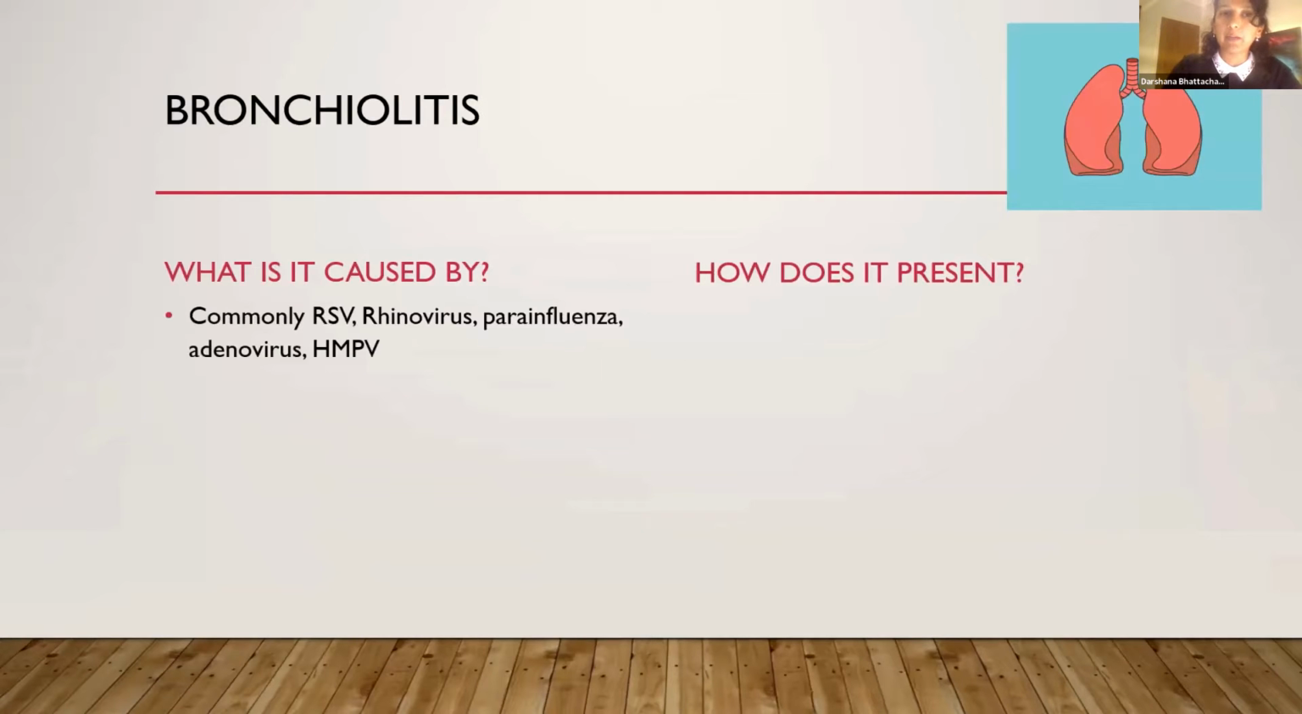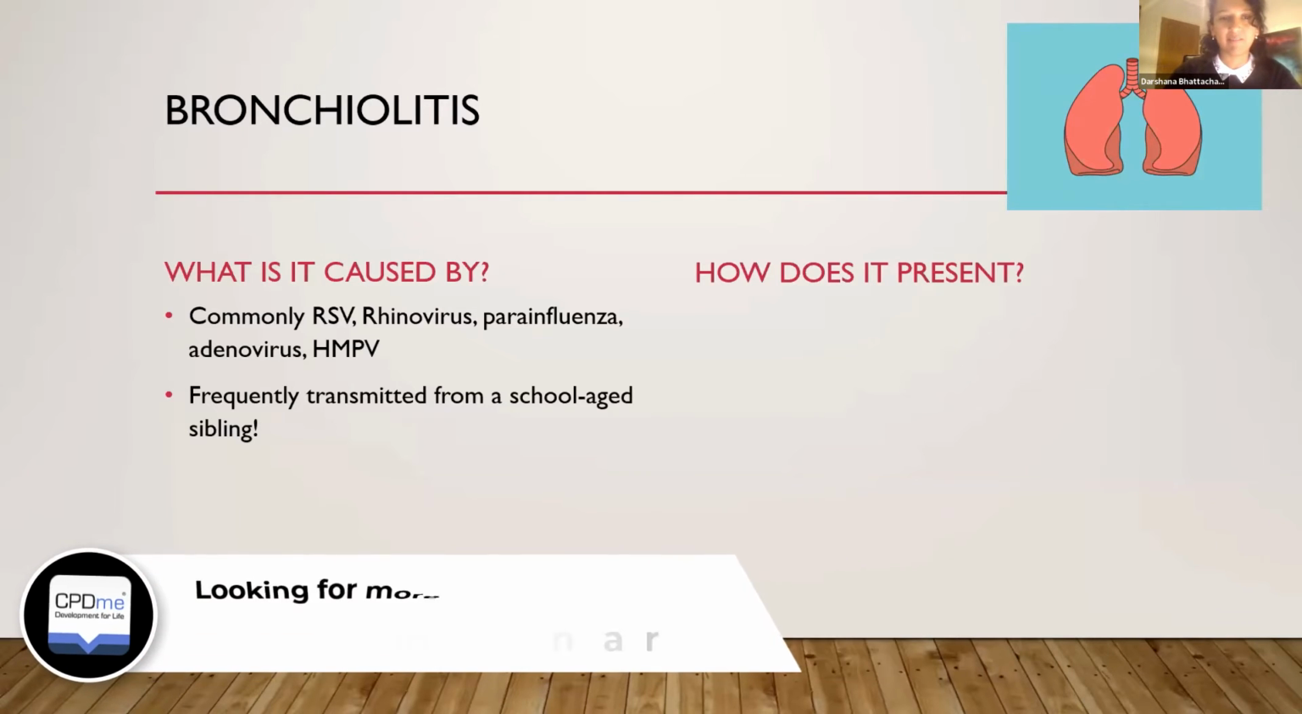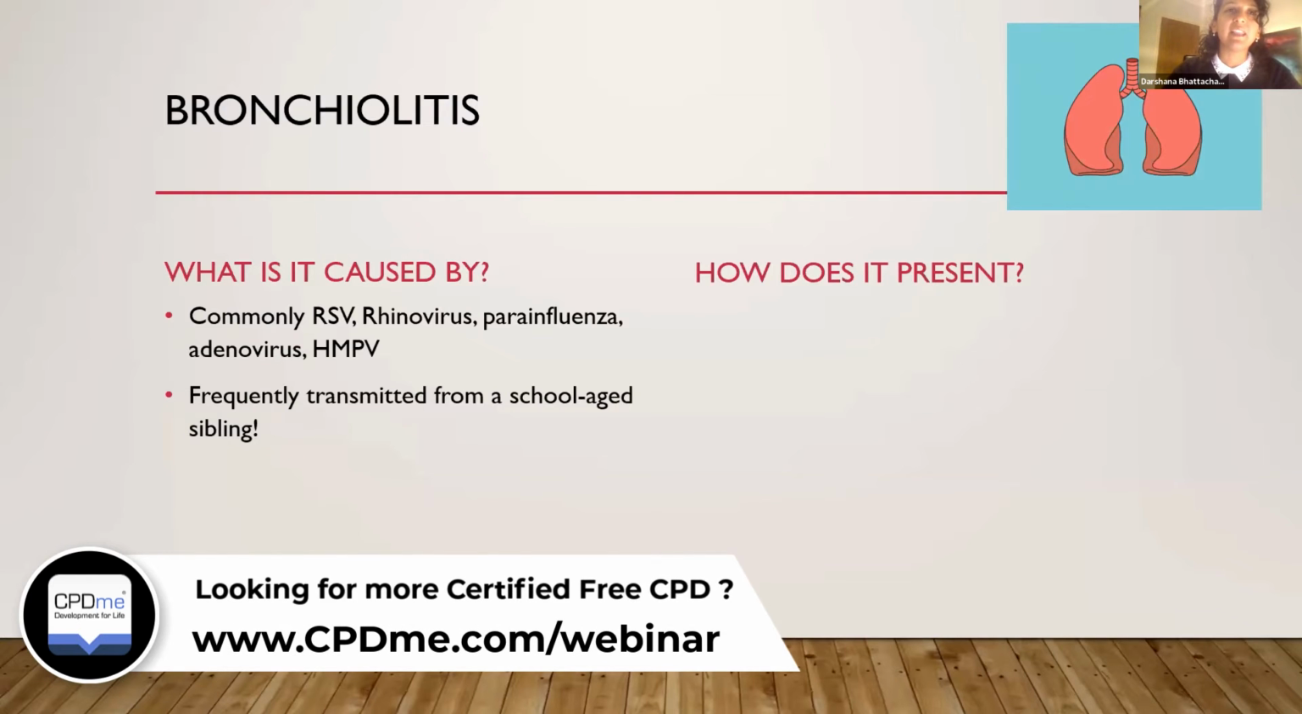Like croup and viral-induced wheeze, bronchiolitis is caused by your common cold viruses, and there can be some particularly nasty versions of it with viruses like adenovirus and HMPV, which is human metapneumovirus. I don't think I've seen a COVID-19 bronchiolitis, but I have seen a seasonal coronavirus bronchiolitis previously. And what tends to happen is that the infant usually has a school-aged sibling that brings a cold back from school or nursery, and it's often transmitted by them. So it's always worth asking in the family history whether there's a sibling at home.